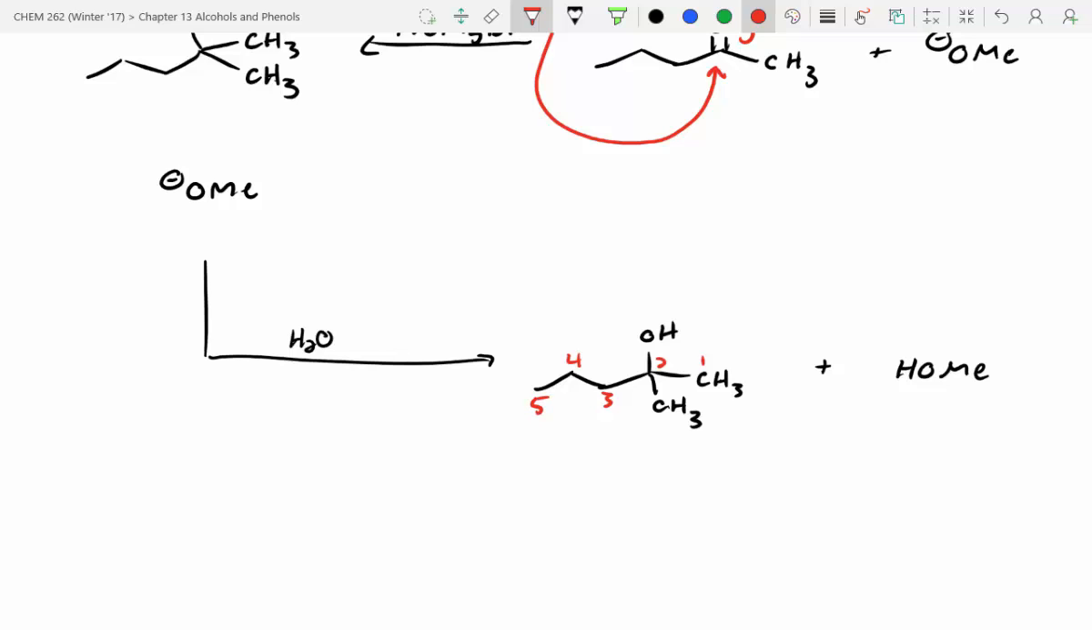So let's name this. We know it's a pentane parent, so it would be 2-methyl-2-pentanol. Do we have to worry about stereochemistry here? No, we don't have any stereocenters. So, like I said, this is a really nice way of making tertiary alcohols, and you can even use this to react twice with esters because you've got a leaving group built in.